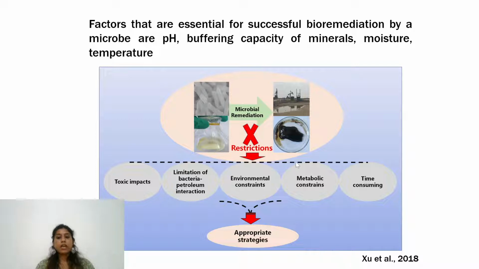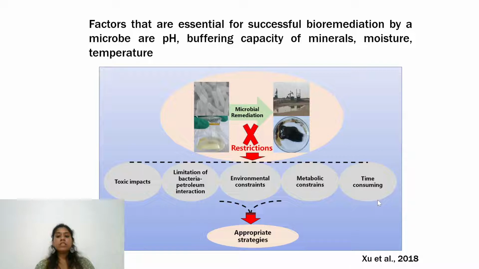Environmental constraints, metabolic constraints. Metabolic constraint again means that it might be able to take in that substrate, but it might not have the essential enzymes that can actually break down the substrate. It might probably need some additional help of other microbes to break down certain intermediate products which can't be broken down by the original microbe itself. So those are certain metabolic constraints.